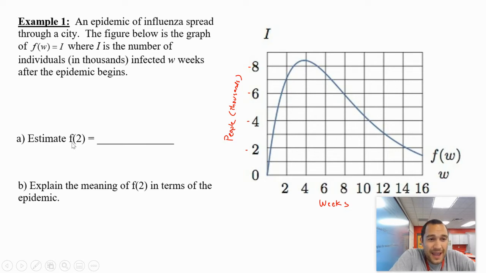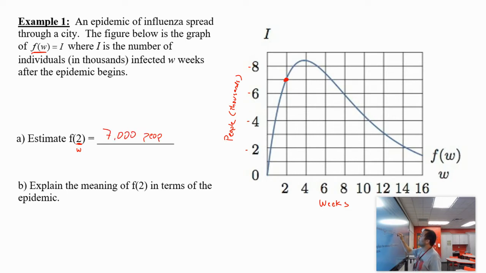So part one, it says estimate f of 2. So we just learned function notation. The number inside here is our x value, but in this case it would be w. So what this is saying is find 2 on the graph. It's way up here. And it's asking how many people. So that would be 7,000 people were infected after 2 weeks.